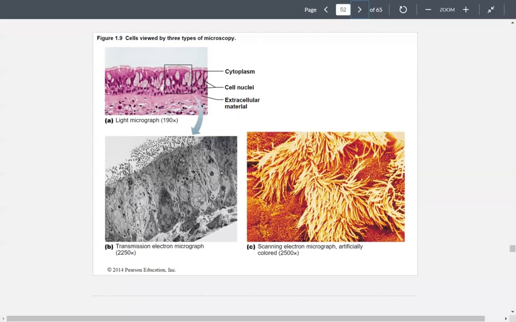Here we have it, light microscope, and then the two different variations on electron microscopes, transmission and scanning. Now, depending upon what microscopic class you take, we will spend more time talking about the difference between transmission and scanning.